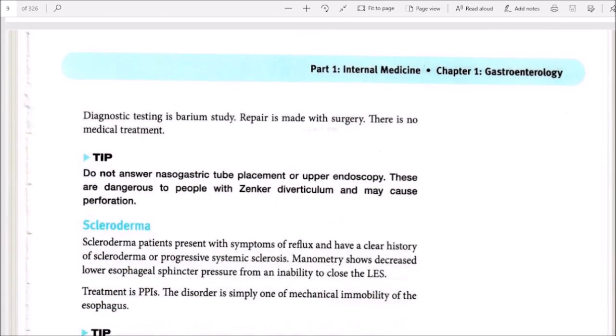Diagnostic testing is a barium study. Repair is made with surgery. There is no medical treatment of Zenker diverticulum.